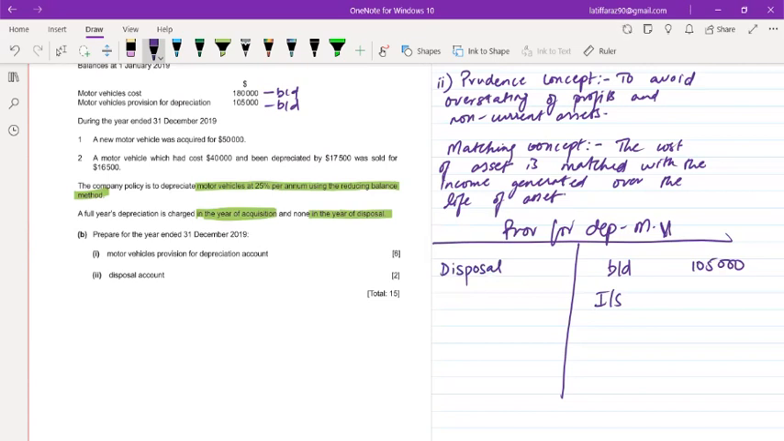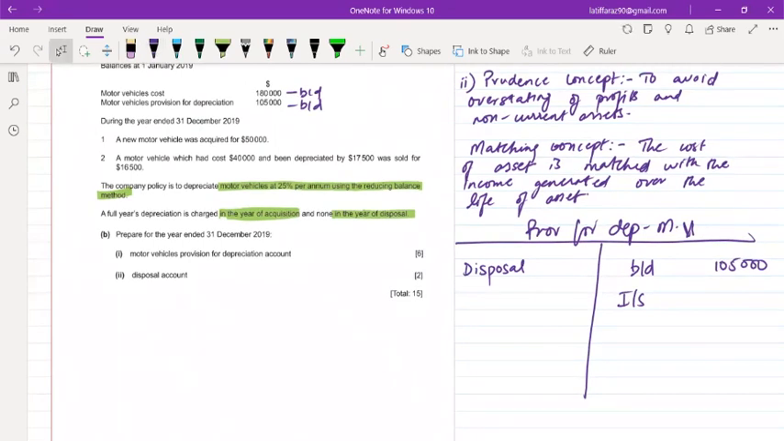We do not keep the depreciation of the asset which has been disposed of in our books. Also, the cost of the asset will not be kept in our books, but in this question we have to make the provision for depreciation account only. So we will take out the depreciation of the asset which has been disposed of from our books.